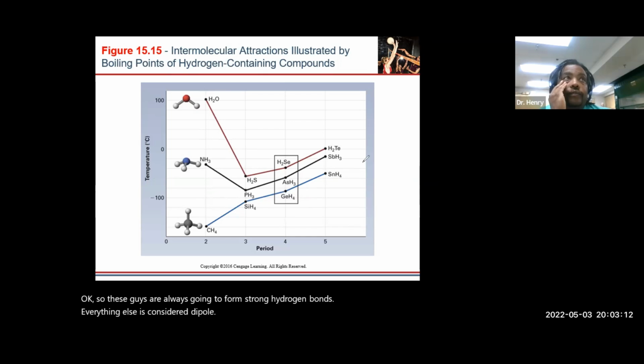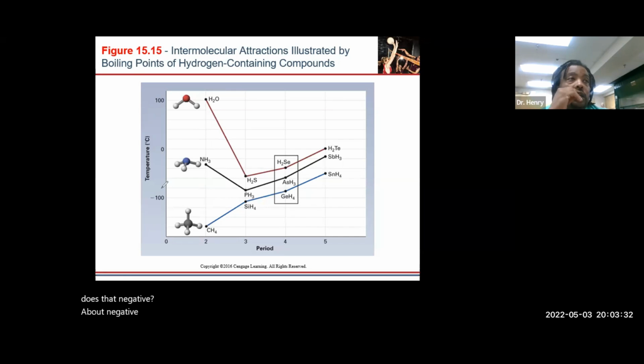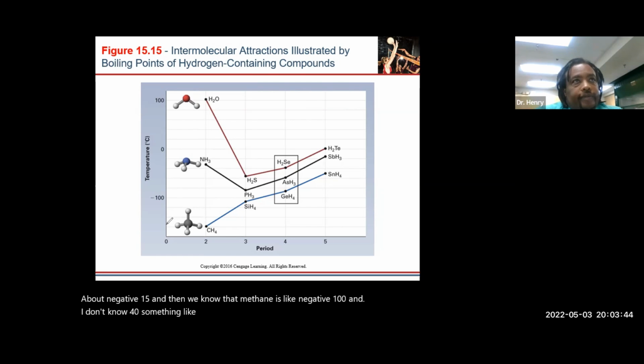Okay, now here's water, here's ammonia, and here's methane. So water's boiling temperature is 100 degrees. Ammonia's boiling temperature is about negative 15. And then we know that methane is like negative 100 and I don't know, 40, something like that. So there's clearly a distinction between them.